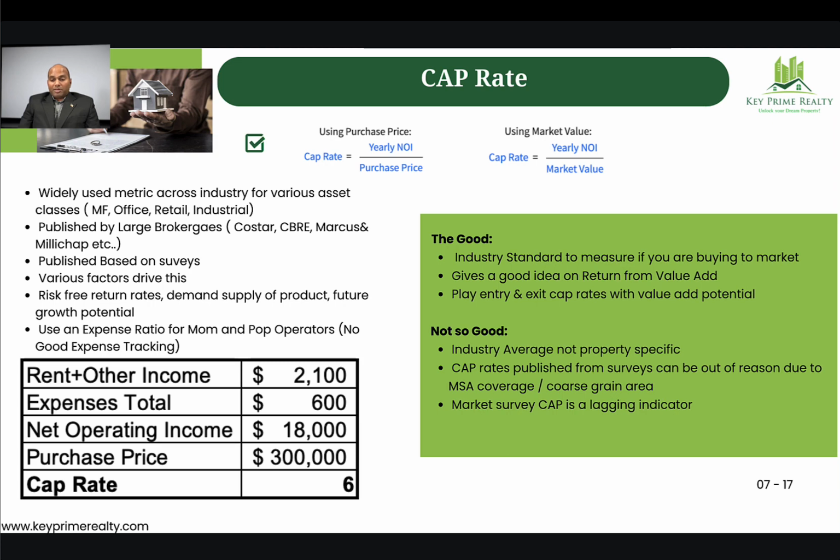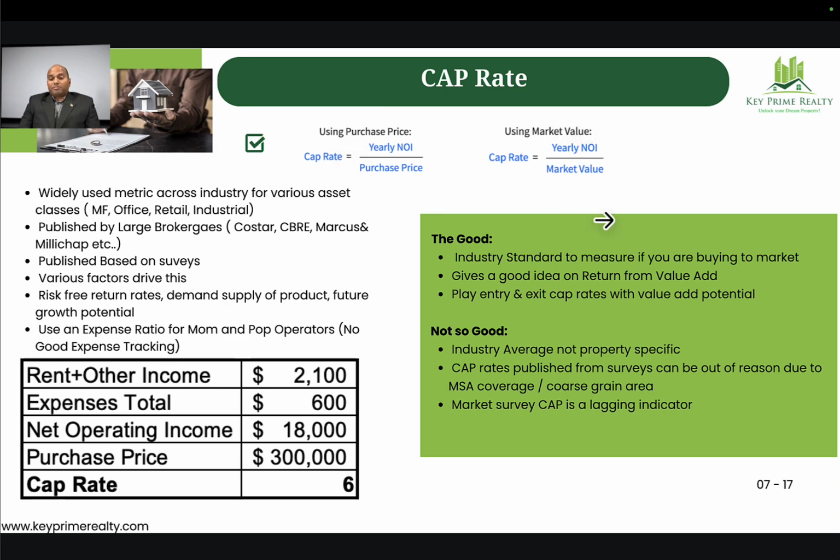So that's how you typically hear. So that means that is where I think we look at the simple calculations on the cap rates. The cap rate is nothing but the yearly net operating income divided by the purchase price. Or in case of using market value, cap rate is yearly net operating income divided by market value of the property. Okay, so this is when you are purchasing the property.